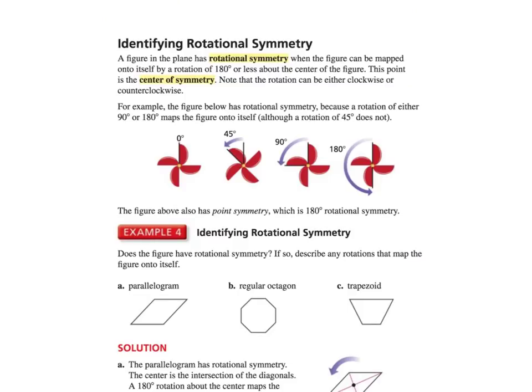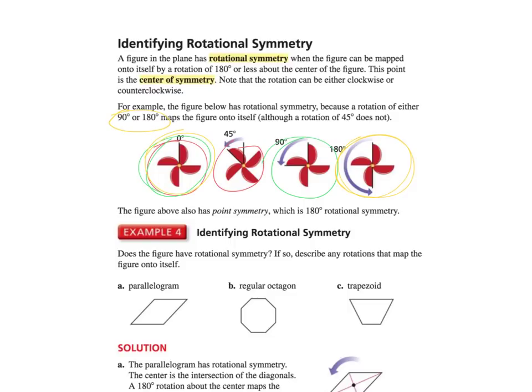Identifying rotational symmetry. What it means is, what types of rotations are there where you will have an identical figure? Here, if I rotate 45 degrees, do these figures look the same? Do they overlap perfectly? No. But do these look the same? Do they overlap perfectly? Yeah, they do. And so do these. So a rotation of 90 degrees or 180 degrees yields the same figure, or a figure oriented in the same way.